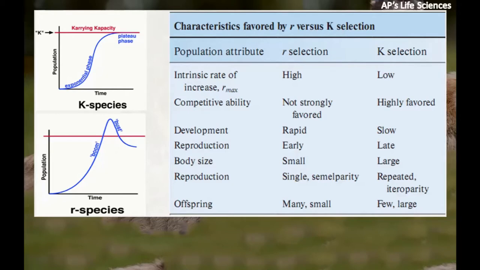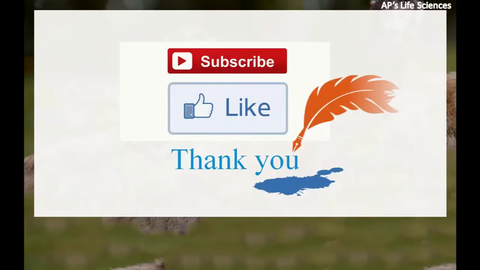So these are some of the characteristics of R-selected and K-selected species, based on which we can differentiate the R and K-selected species. I hope this video will help you to understand the strategies of life history as well as the difference between R-selected and K-selected species and the different types of survivorship curve.